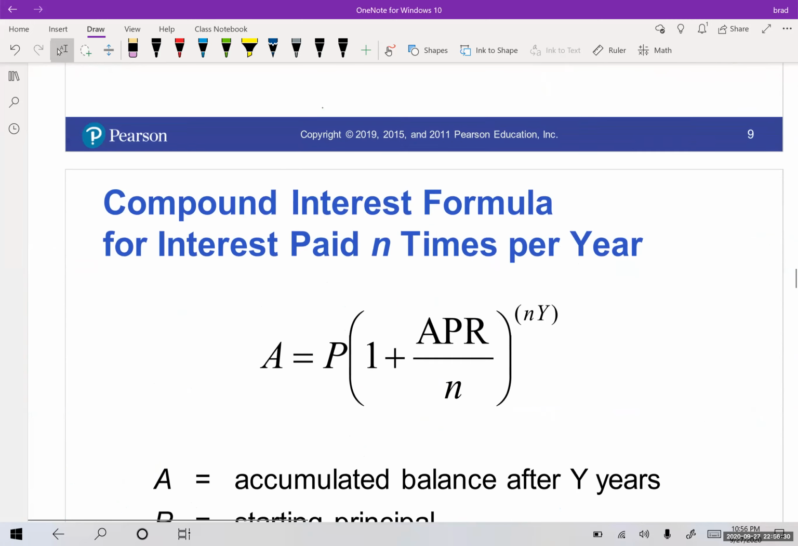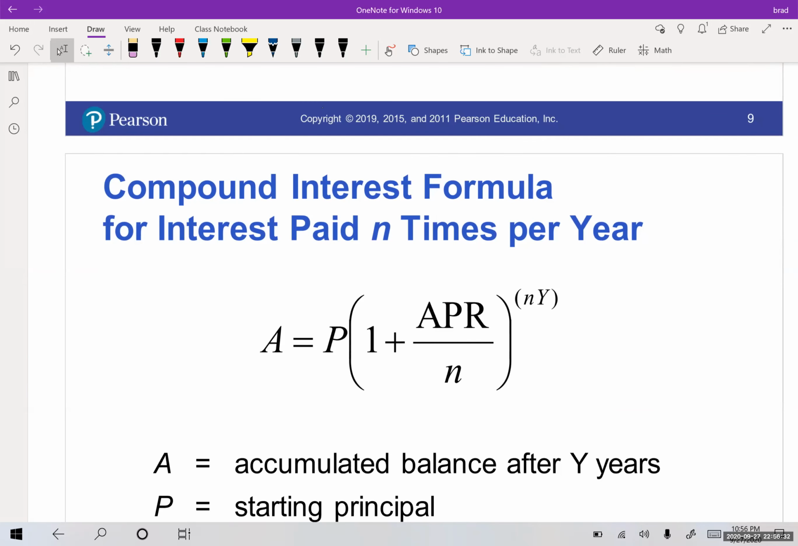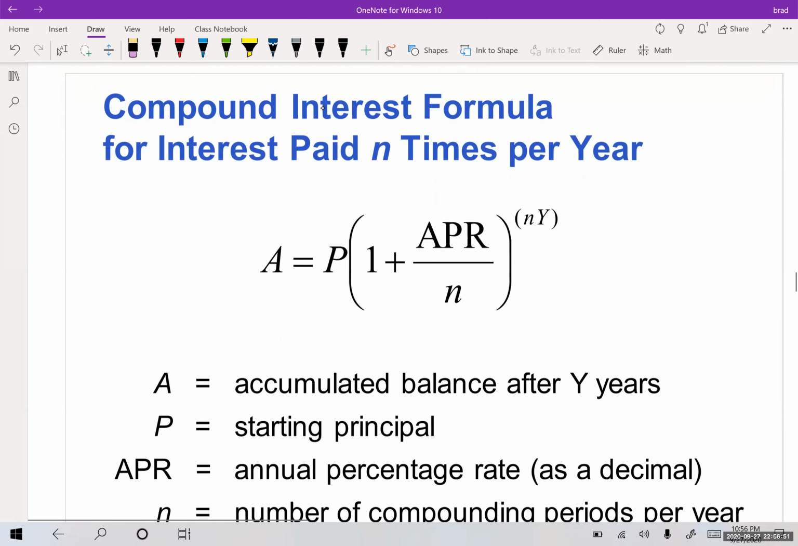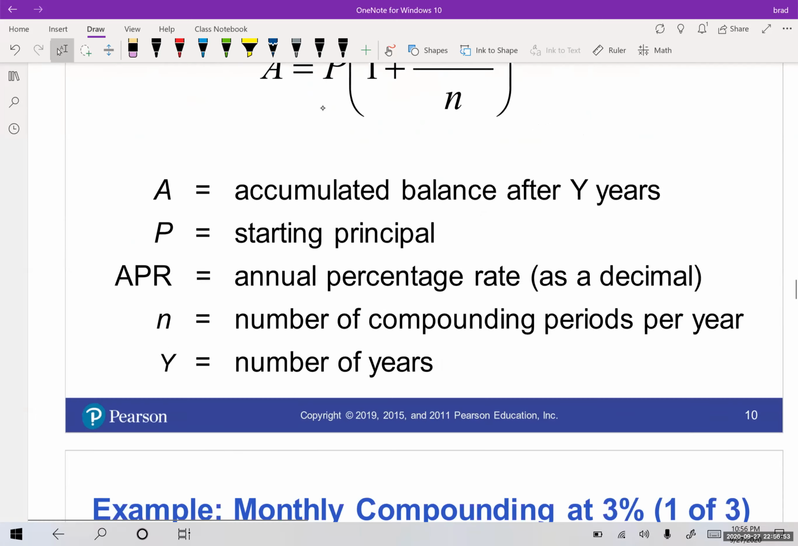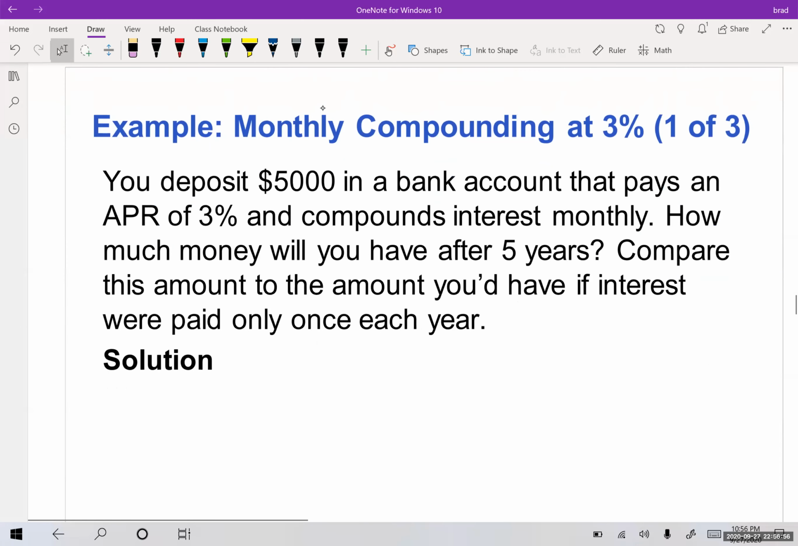So let's see here. Compound interest formula for interest paid n times per year. So this is what I was talking about, the n right there. In my formula, I just use a t for time instead of y for years, but I think the y is totally fine. And I don't use APR, I just use R for the interest rate. But whatever you want to use, you should be okay, as long as you know how to use this formula. So it says monthly compounding at 3%.